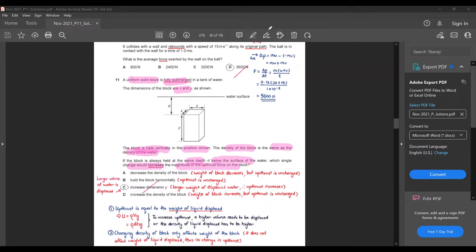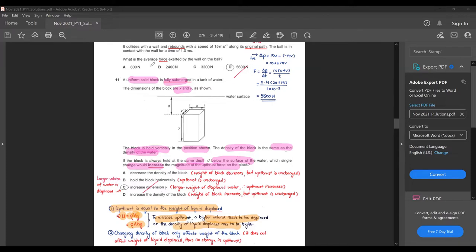So one of the first things we always know was this. Upthrust is equal to the weight of liquid displaced. So upthrust is rho Vg. If you want to have higher upthrust, you will need a higher volume of liquid to be displaced, or the density of liquid displaced has to be higher.